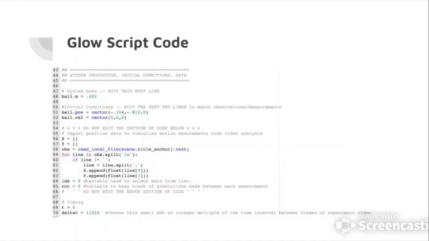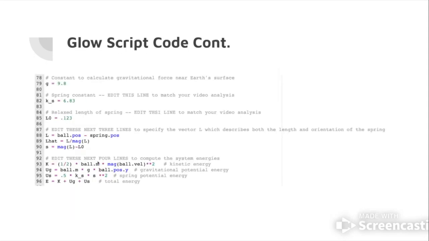And here is the GlowScript code. I changed the mass here to 0.402 kilograms and changed the position and velocity accordingly from the video. I then also set the constants g to 9.8 and found the spring constant to be 6.83 and the relaxed length of the spring to be 0.123. And here are the equations for L, L hat, and S. I also included the equations for kinetic energy, gravitational potential energy, spring potential energy, and total energy.